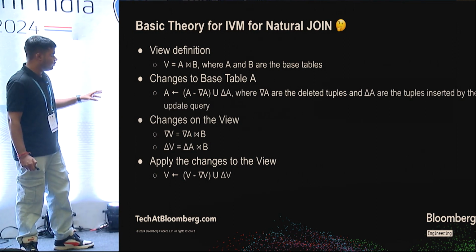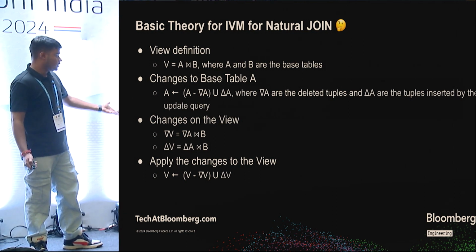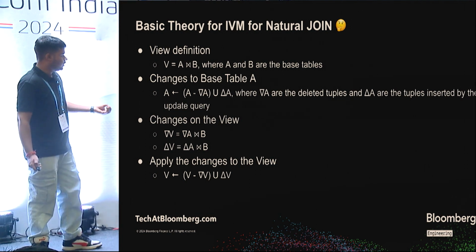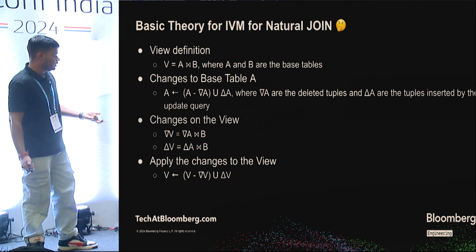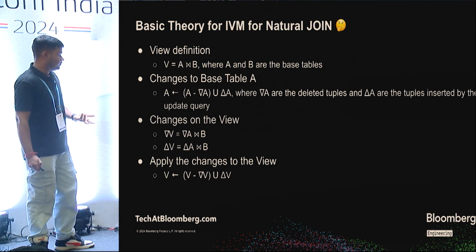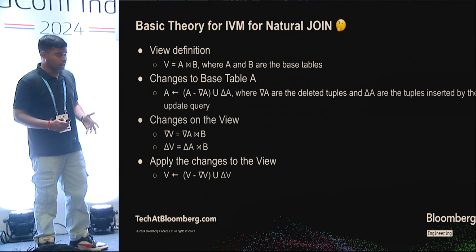Applying these changes in our view, we get the updated state of our view as: view is the union of delta V with the initial version of the view, without the gradient V. So yeah, now we get the basic theory of how we are going to propagate our changes in our materialized view.